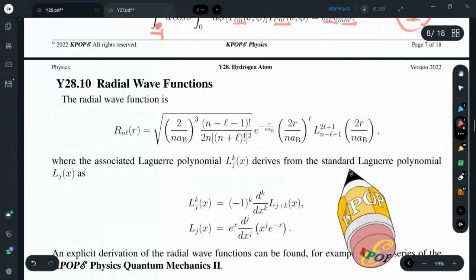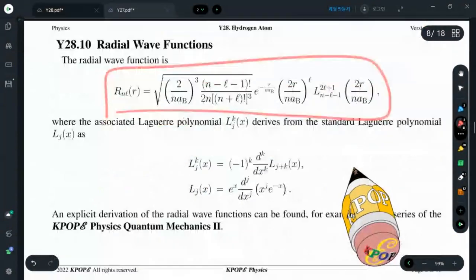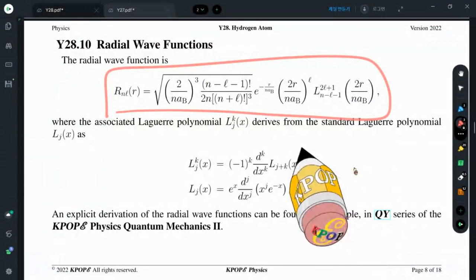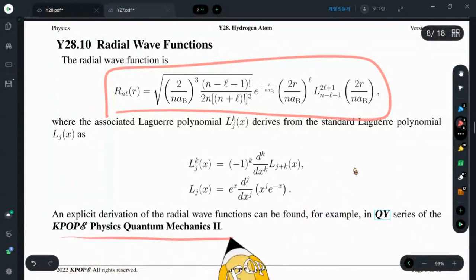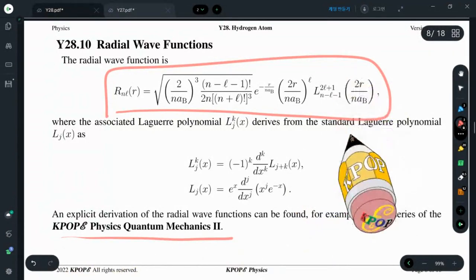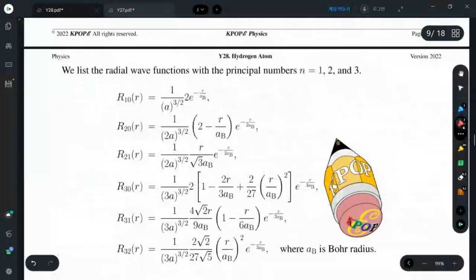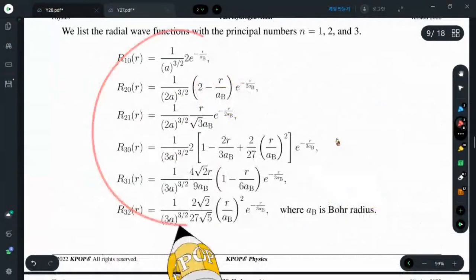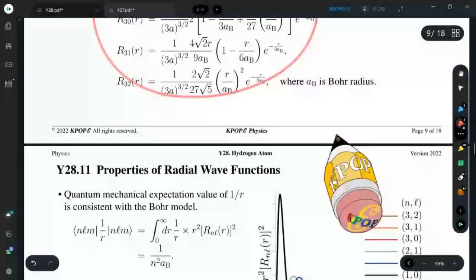Okay, the explicit form of the radial wave function is given here. I don't want you to derive everything. It is a very difficult one, but if you are interested, I have derived everything in these notes, and you can refer to this. An explicit form of the radial wave function can be found like that.